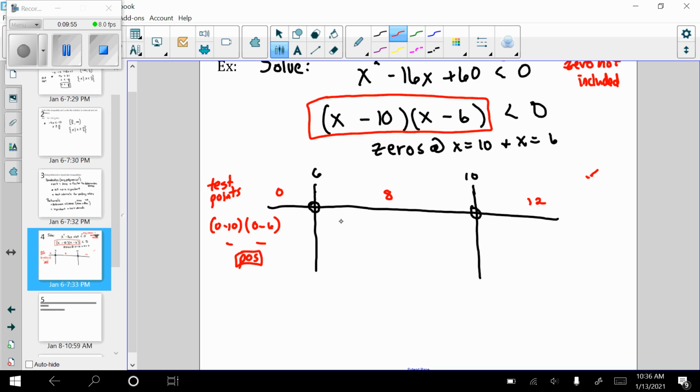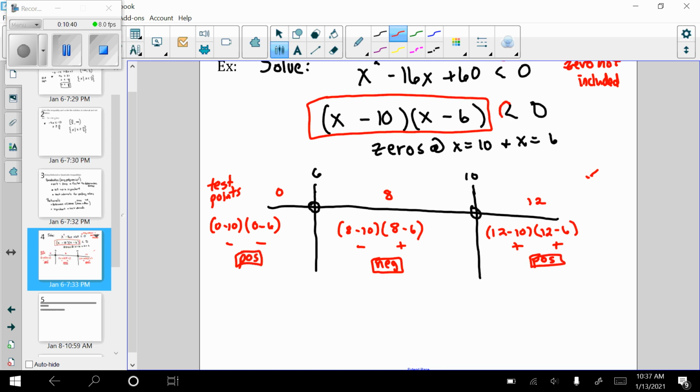So now I'm going to plug in 8. And again, this is the piece of the puzzle where I'm plugging these in, where eventually I'm just going to do this in my head. So 8 minus 10 is negative. 8 minus 6 is positive. Negative times positive is negative. So that's where that quadratic sits below the x-axis. And over here, I'm going to plug in 12. 12 minus 10 is positive, and 12 minus 6, so I get a positive times a positive, which is positive.